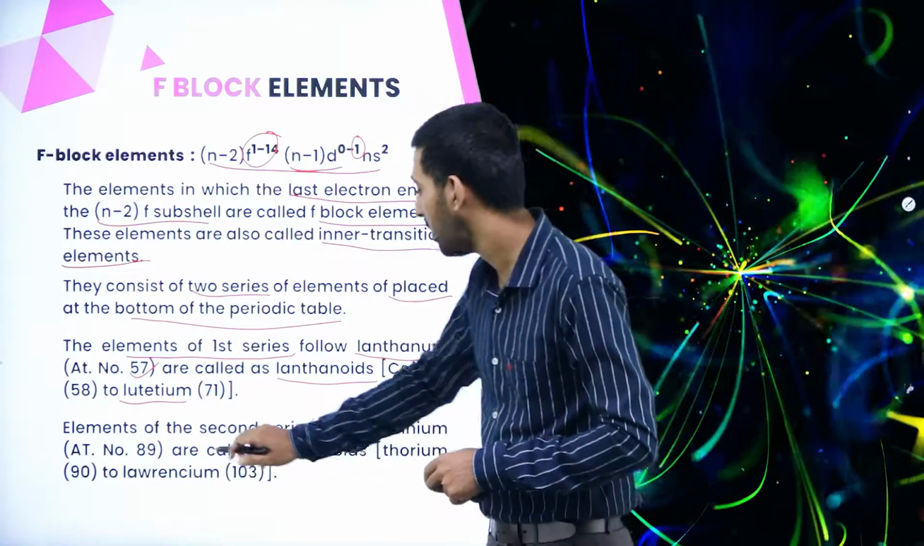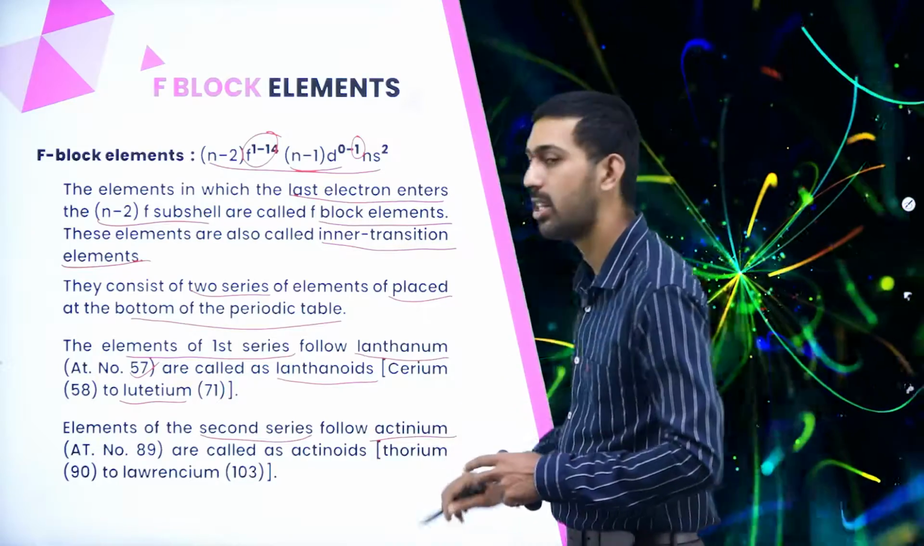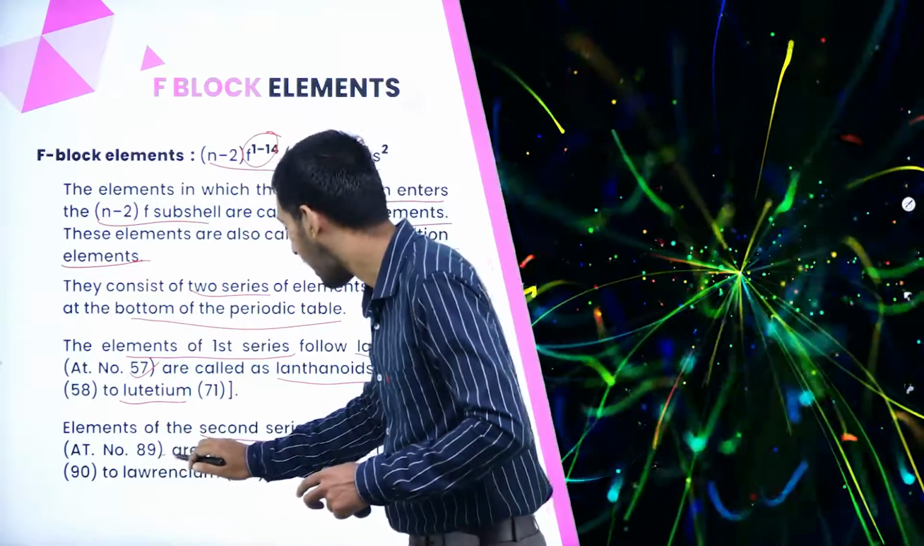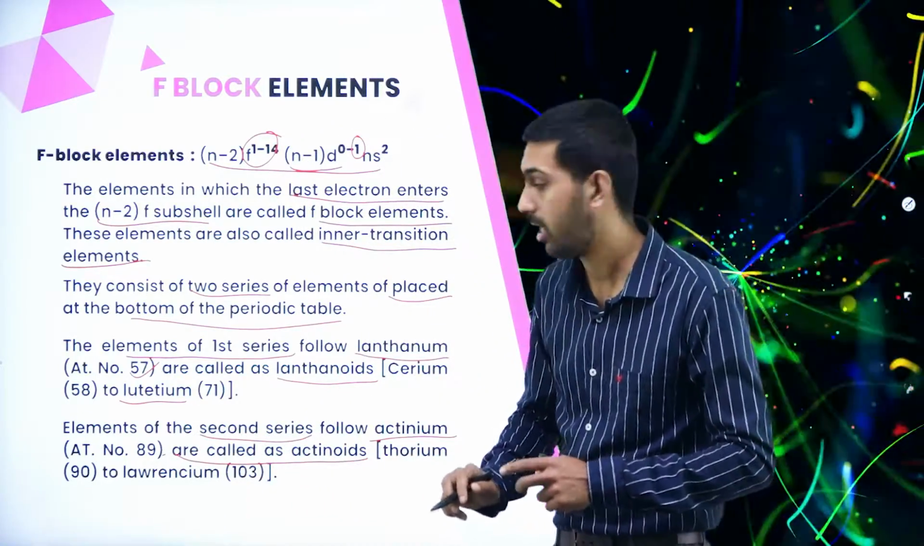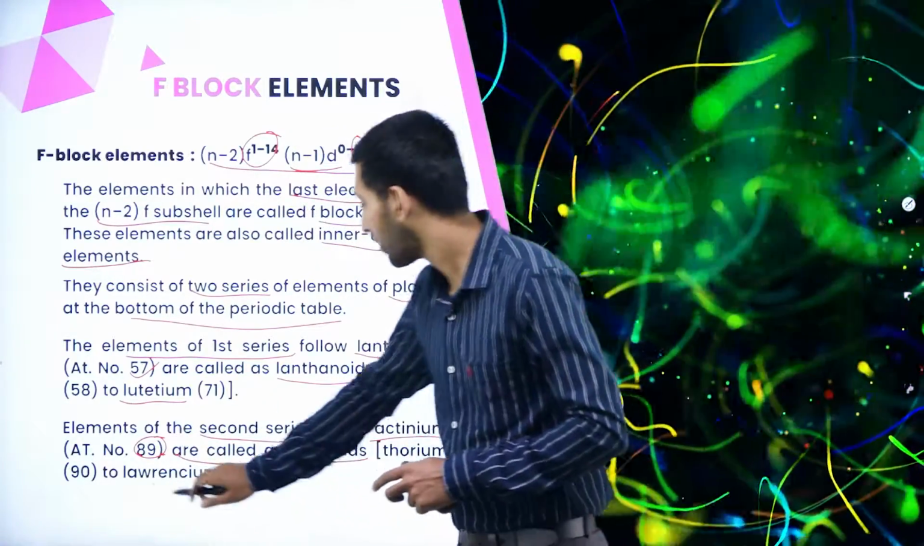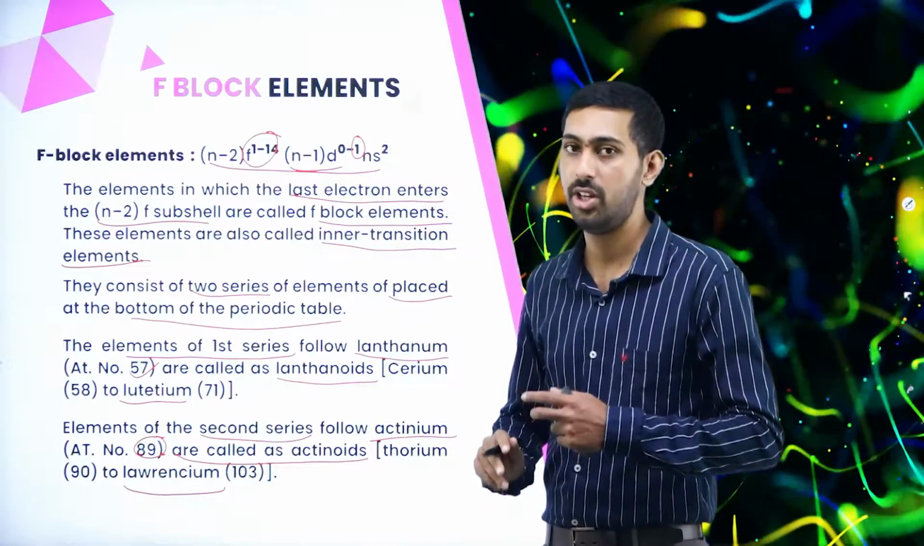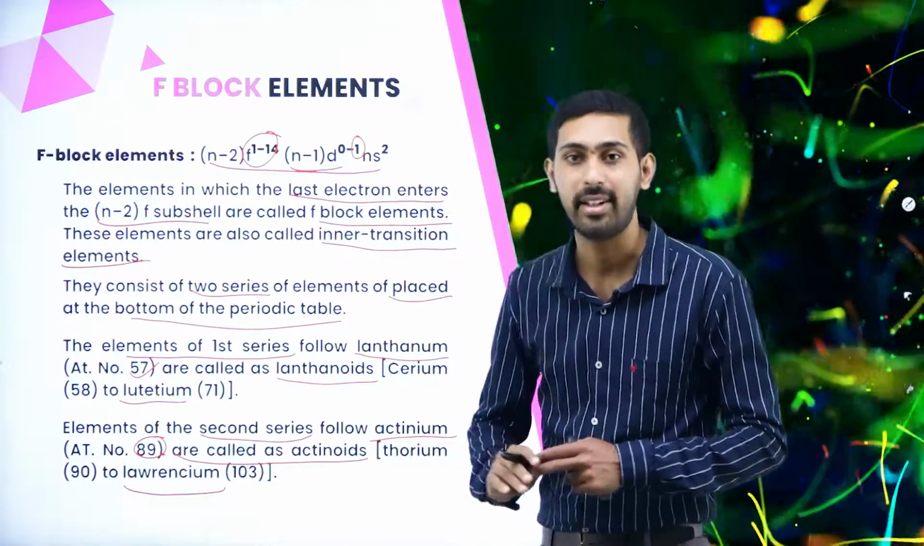Next are the elements of the second series. They follow the actinium series and are called actinoids, starting from atomic number 89 to lawrencium, 103. They are also called inner transition elements, or actinoids.